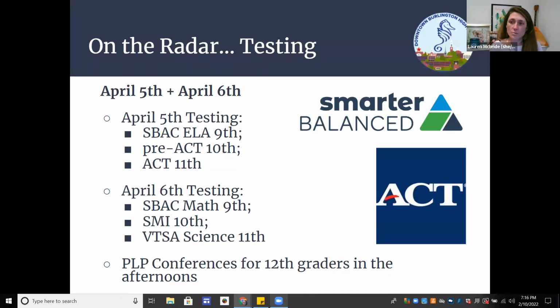The way that our schedule will work on these days is that our 9th, 10th, and 11th graders will be testing in the morning. And then they are able to leave for an early release day once their testing is done. And then the afternoon will be allocated for our seniors to do their PLP, their personalized learning plans, their conferences, which is part of their graduation requirements.